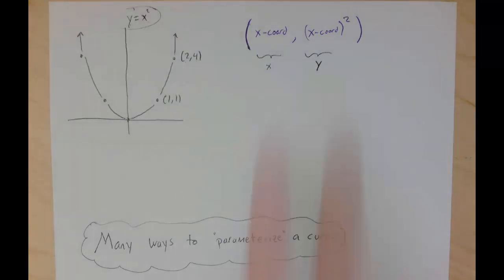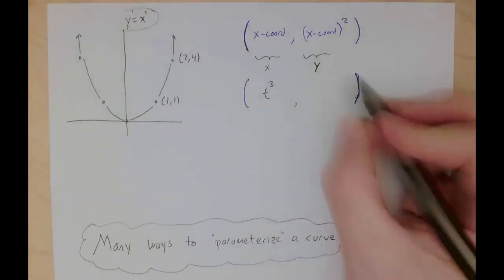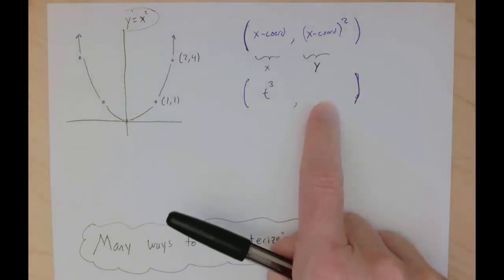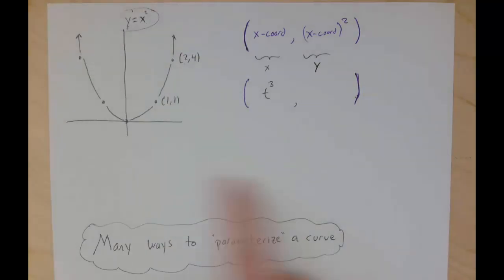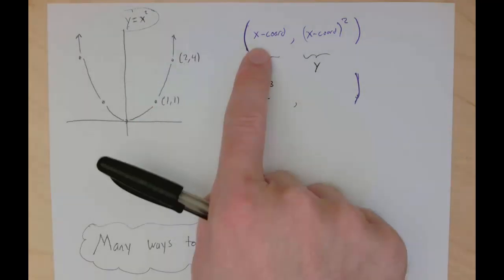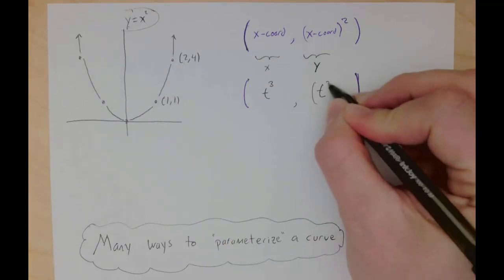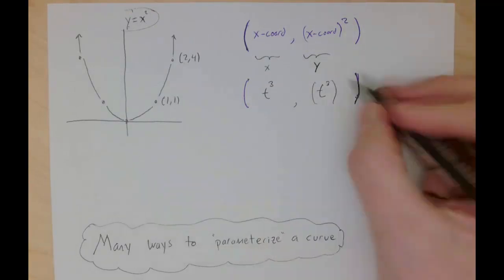Okay, so if that's the relationship between x and y that we want, what does this have to do with parametric equations? Let's pretend that the x-coordinate is given by some function of time, t cubed. So what should the y-coordinate be if we want to make a parabola? Well, we know that for parabolas, the y-coordinate is always the square of the x-coordinate. So if the x-coordinate is calculated with t cubed, then the y-coordinate should be that same x-coordinate squared.